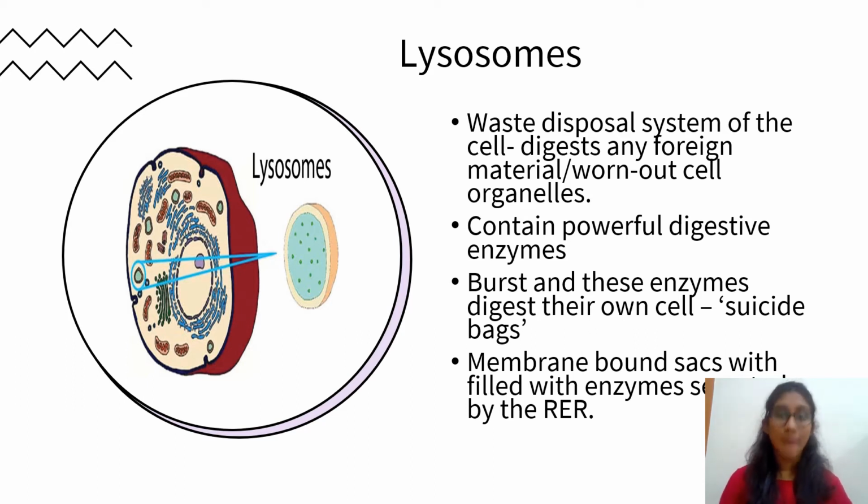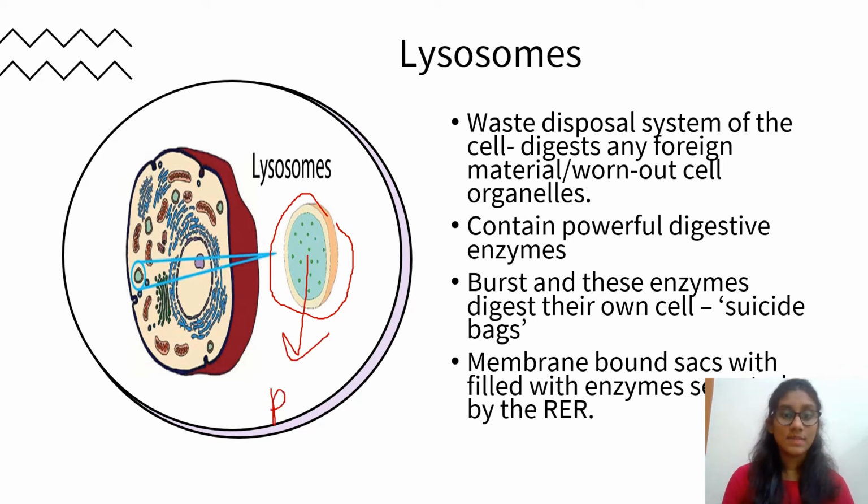They are called bags because structurally they are membrane-bound sacs filled with enzymes, and these enzymes are secreted by the rough endoplasmic reticulum. As you can see in this image, the yellow part is the membrane and the blue part is the enzyme that is secreted by the rough endoplasmic reticulum. And the entire thing is a lysosome. We saw what the rough endoplasmic reticulum was in detail in the last video.